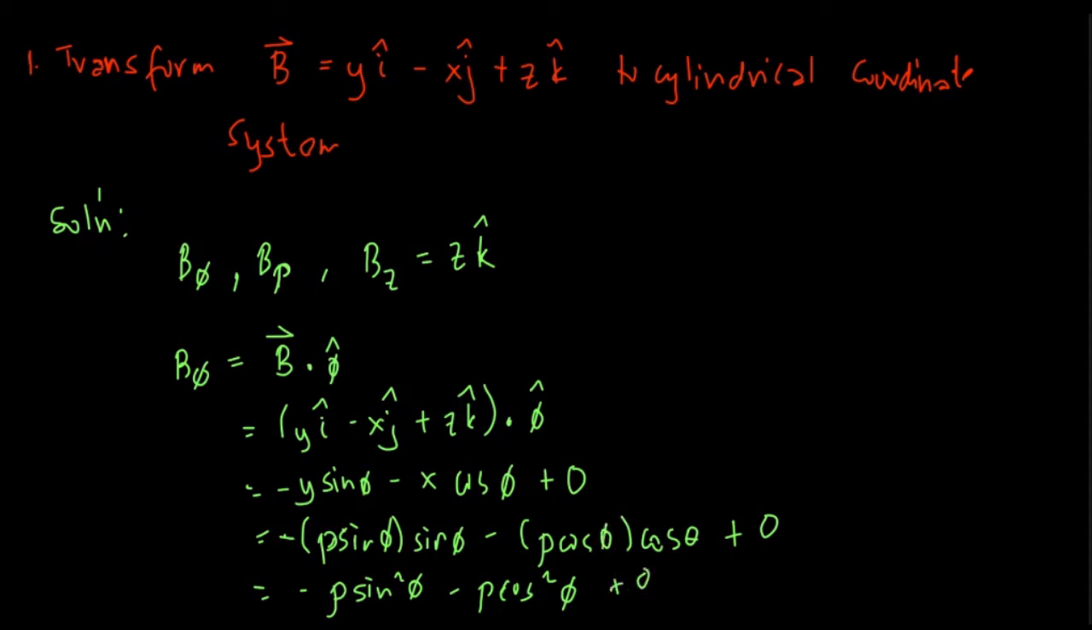Using trigonometric identities, we just factor out the negative one. So we have negative one times sine squared phi plus cosine squared phi, and this value is equal to negative one. Of course, we still have rho, so our value will just be equal to negative rho.